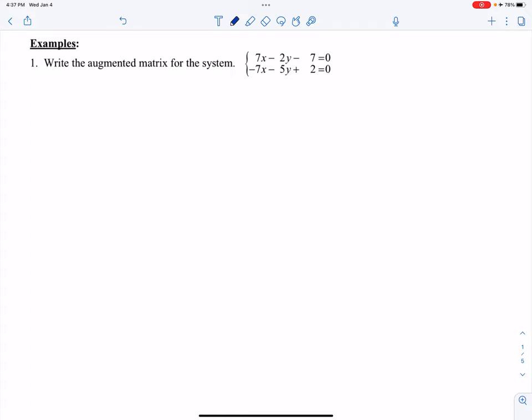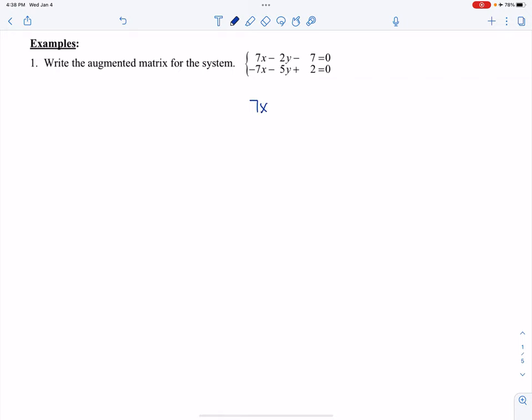So let's write the augmented matrix here. We're going to take all of the coefficients and put them into a matrix. So we have 7, -2, 7. Actually, before we do this, I'm getting ahead of myself. We want to move the constant terms to the other side of the equation. So what we will do is isolate our variables.